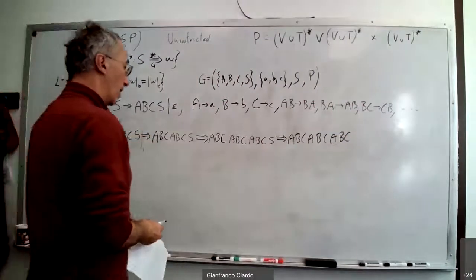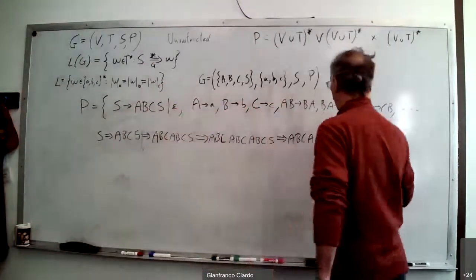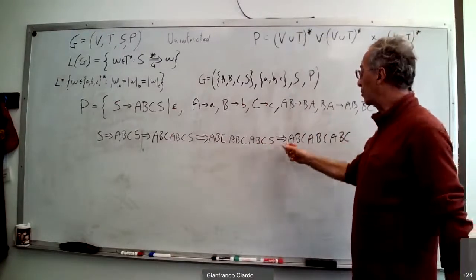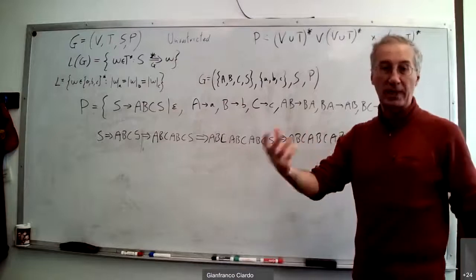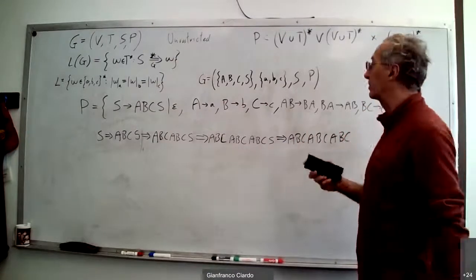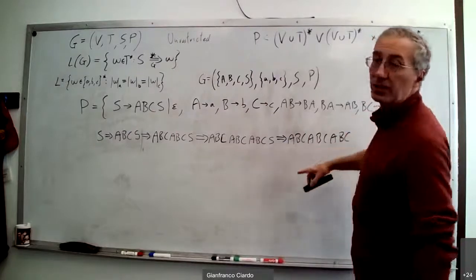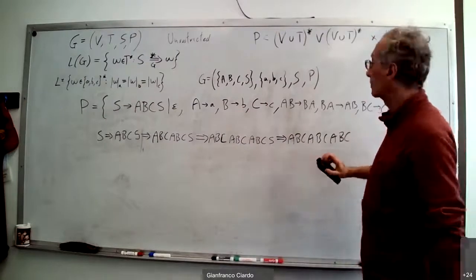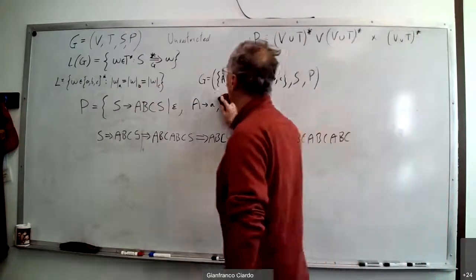Okay, so this idea of getting something close to what I want and then using swaps to get where I want is very common when I need to use unrestricted grammar. Any questions on this one? Okay.